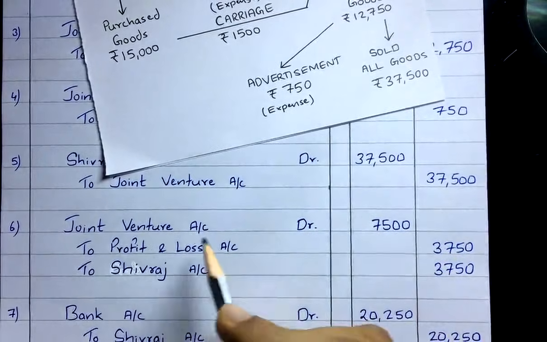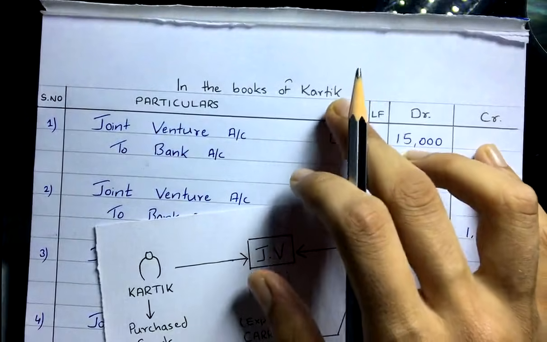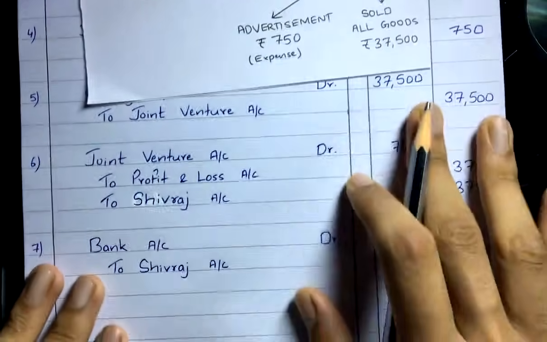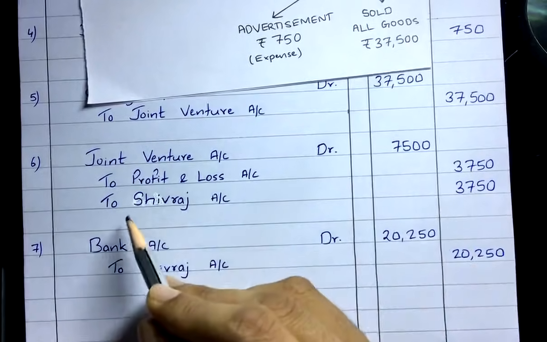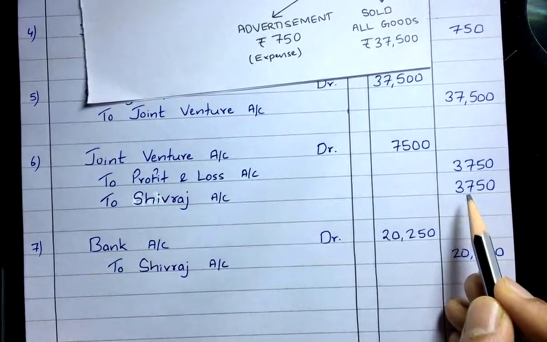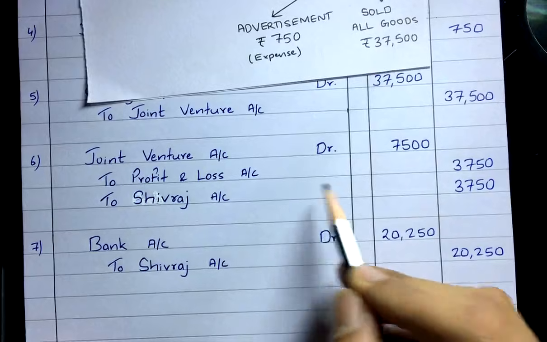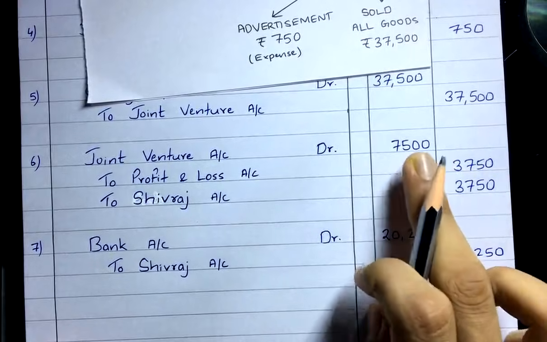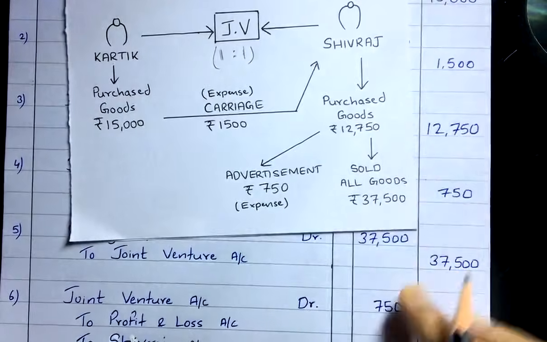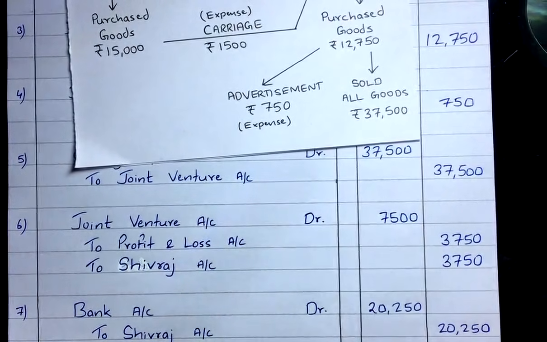And again, joint venture account debit to Karthik. Here Karthik was supposed to come, but since we are preparing in the books of Karthik, we cannot take Karthik's name. We have to take his profit and loss account, Karthik's profit and loss account. He will get his money, and then Shivraj account will also be increased by 3750. Their capital account will get increased. Shivraj account, his capital account, so 3750 will get credited. Simple, right? Why here it is debited? Because there is shortage on the debit side. That is why I took joint venture account debit 7500. Simple. This is the profit entry.